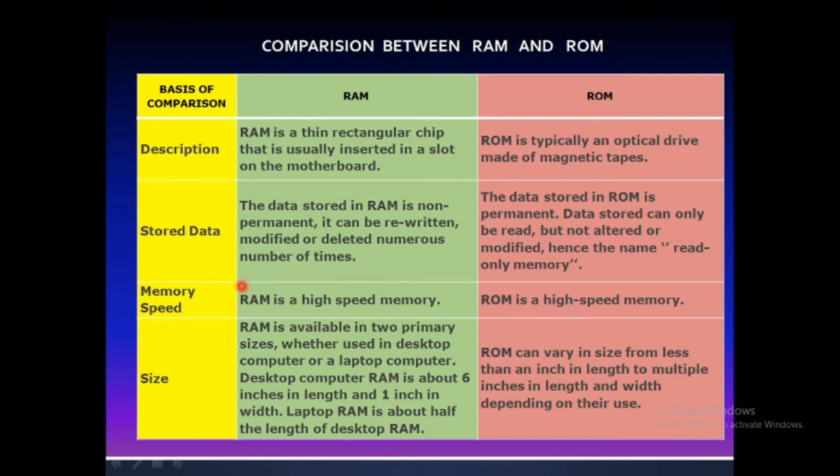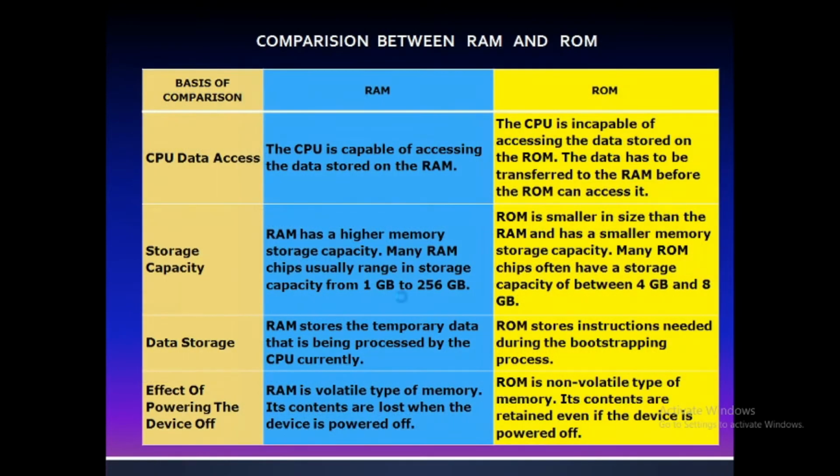Very important. Talking about the speed, RAM is a high speed memory, whereas ROM is also a high speed memory. Talking about the size, RAM is available in two primary sizes, whether used in a desktop computer or a laptop computer. Desktop computer RAM is about 6 inches in length and 1 inch in width. Laptop RAM is about half the length of desktop RAM. ROM can vary in size from less than an inch in length to multiple inches in length and width depending upon its use.